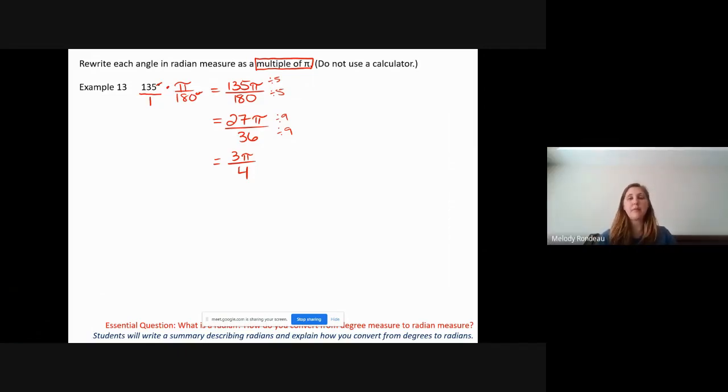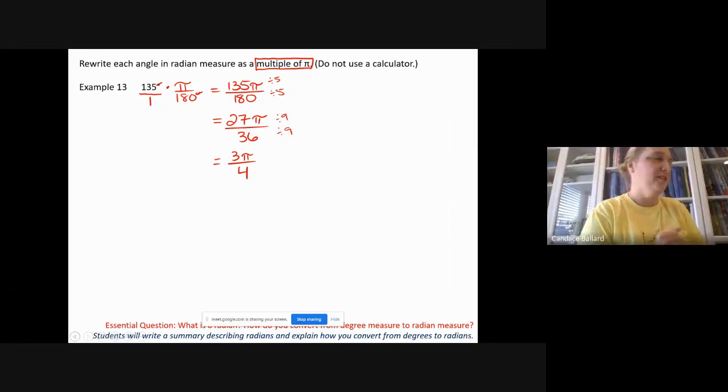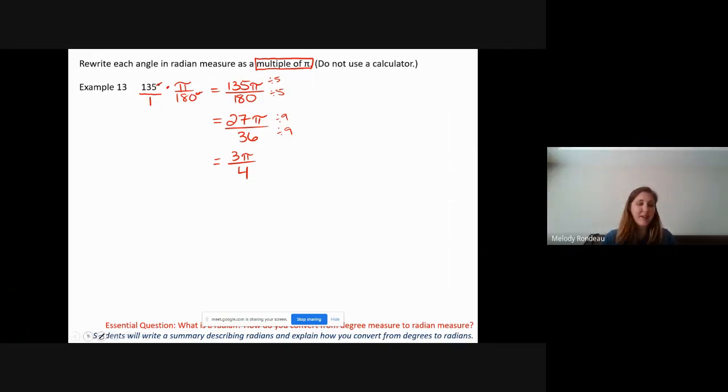It says a multiple of pi. What that means is pi needs to be a part of our answer, like Mrs. Ballard was saying. So the do not use a calculator is not that you can't use a calculator, it's that we don't want it to be a decimal approximation. Yep. That's right. Keep rolling. I'm good. Okay. All right, next one.